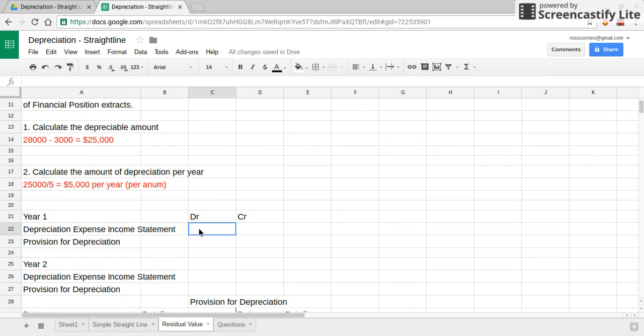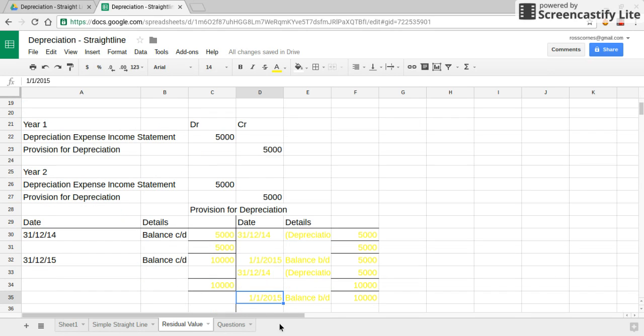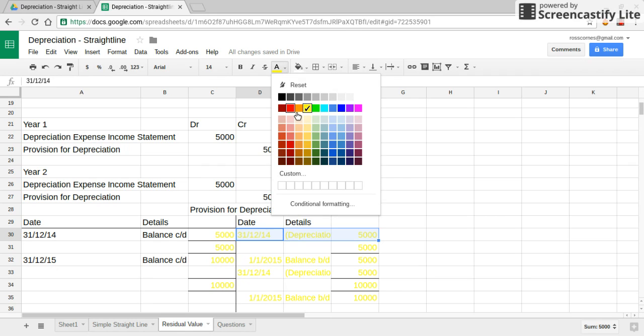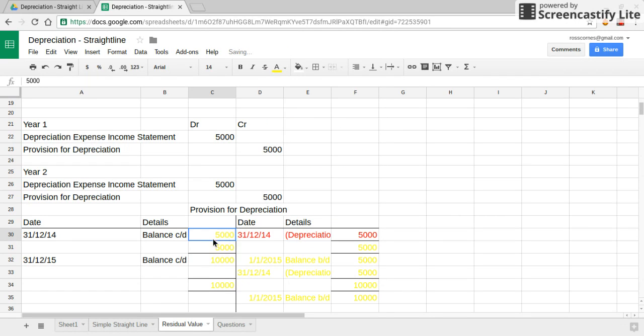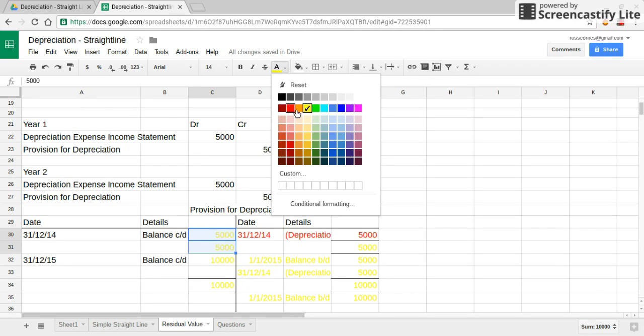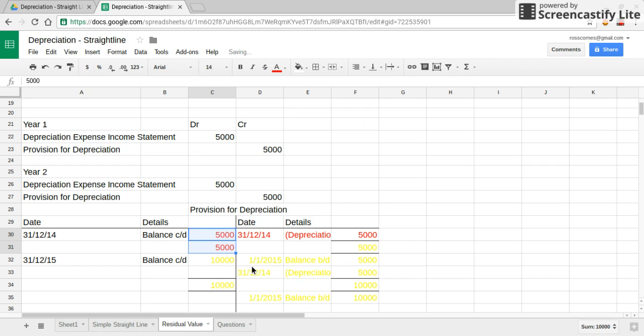And then the journal entry is going to look the same as we've already done. So we'll have $5,000 depreciation appear in the income statement, and $5,000 being added on as a credit entry in the provision for depreciation account. Same for the following year. And then the provision for depreciation account: we first of all put in our $5,000 depreciation for the first year. Balance carried forward, the amount that's going to appear in the statement of financial position, is going to be $5,000.